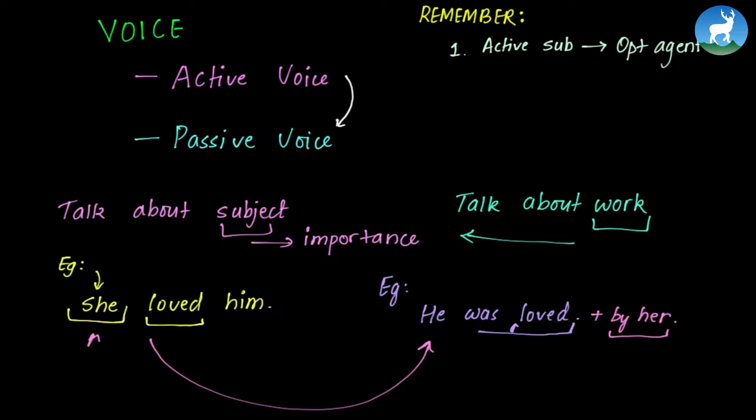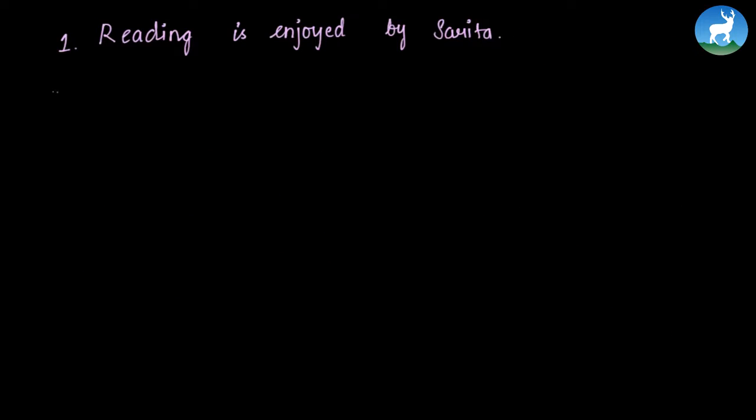Now rule number 2 is that active verb is changed into passive verb. Here we've seen the use of verb love. Now we will see a few more examples. So now the first statement in passive voice is reading is enjoyed by Sarita. Now what we do is first, we recognize the subject of the sentence. Now in this sentence, reading is enjoyed by Sarita. It is in passive voice.